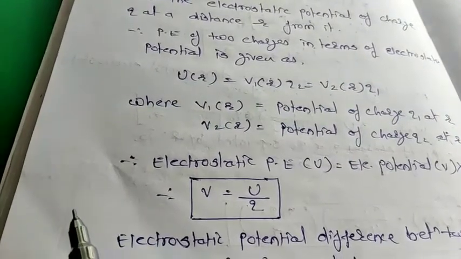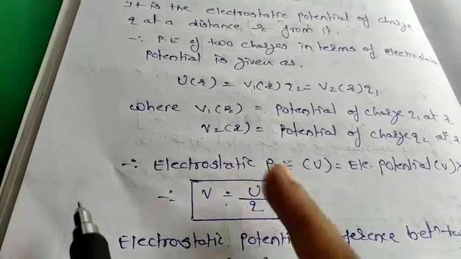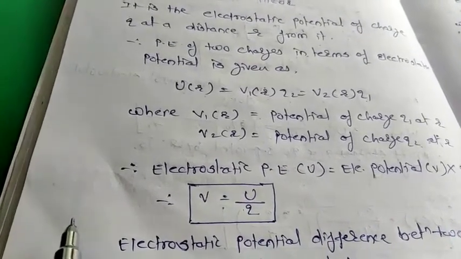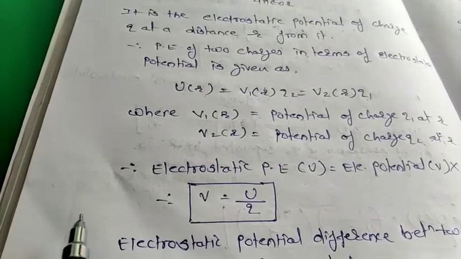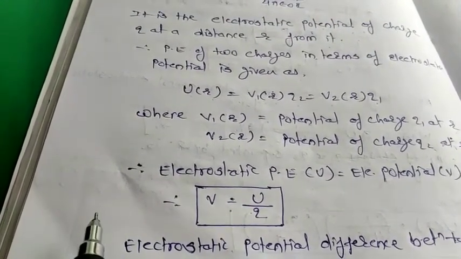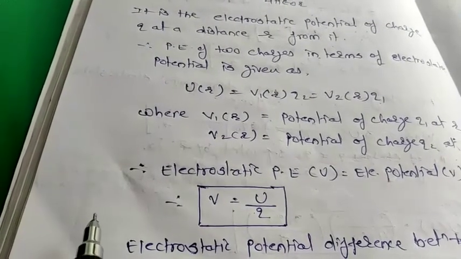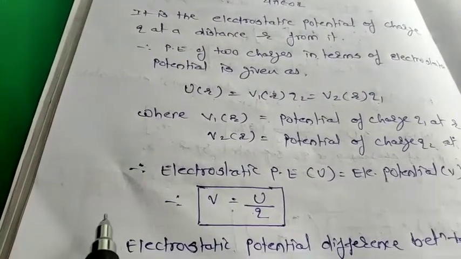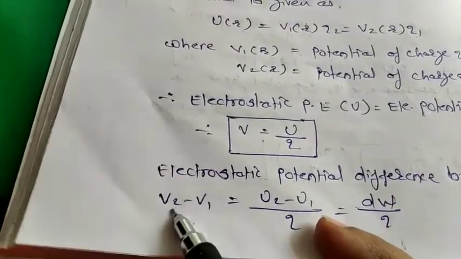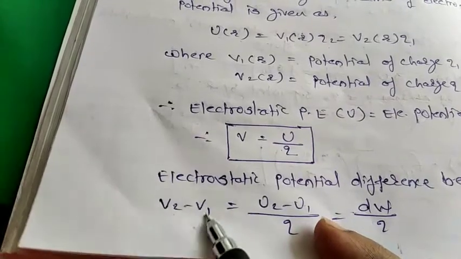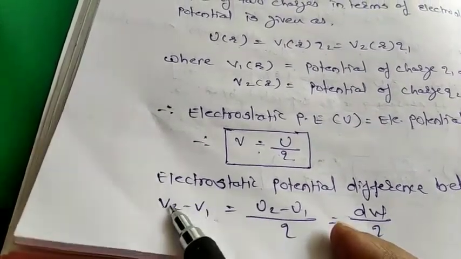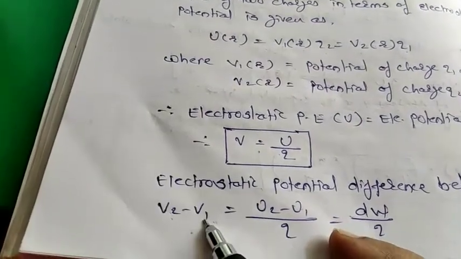So, electrostatic potential difference between 2 points. Here we are considering 2 points, V1 and V2, that is upper minus lower. V2 minus V1 is equal to the final potential energy minus the initial potential energy upon Q. That change in the potential energy is nothing but the work done. This V2 minus V1 is the potential difference between 2 points. That is, this is the potential at the second point and this is the potential at the first point.